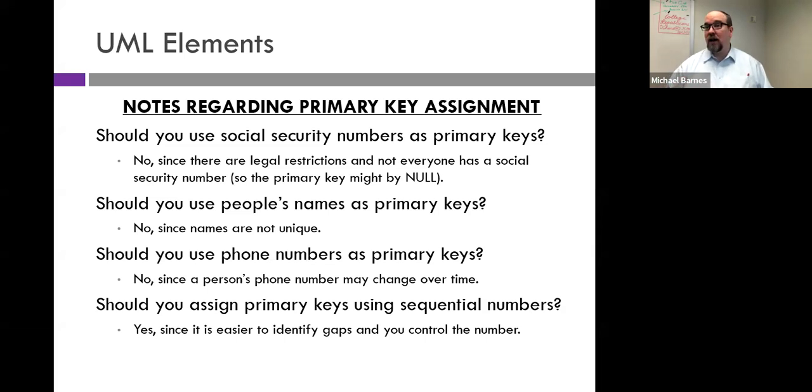If possible, yes, okay? And this is a good idea because it's easier to identify gaps and we can control the numbers. This is actually a good policy for an information system because if you see gaps in the sequence, you can identify those gaps more easily and investigate why those gaps have occurred. So sequential assignment is actually a best practice for assigning primary keys.